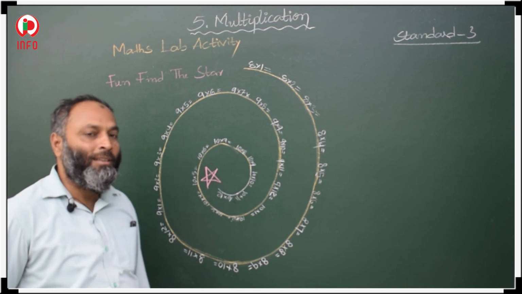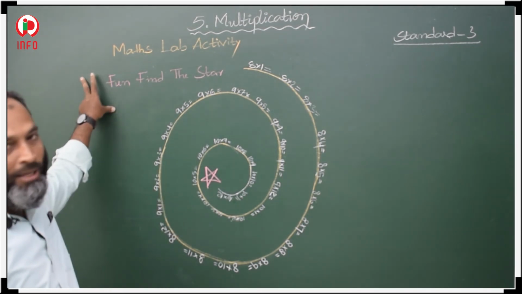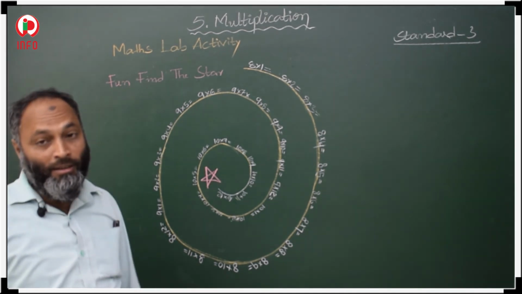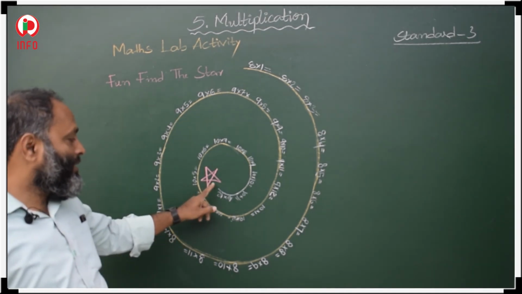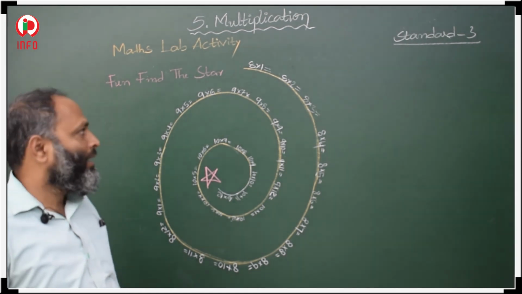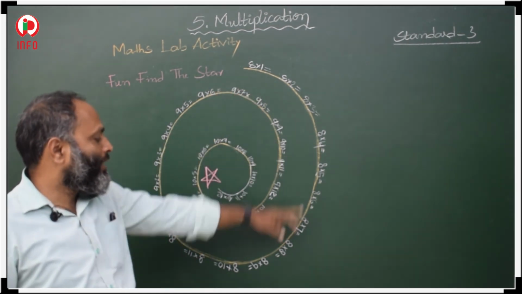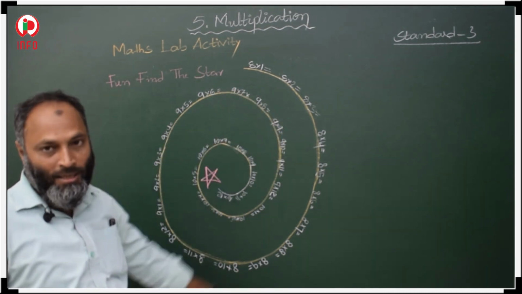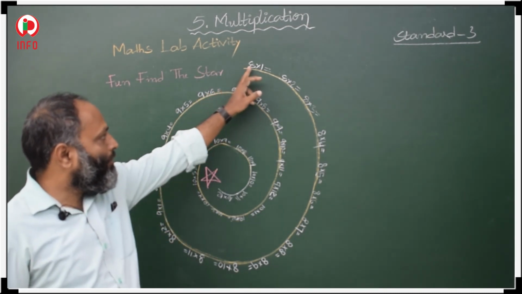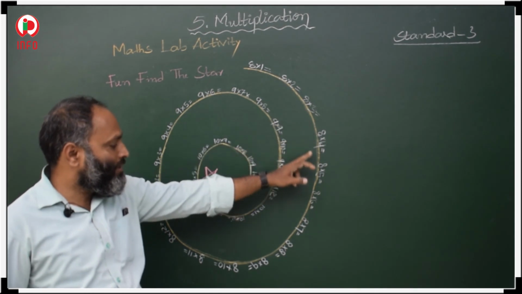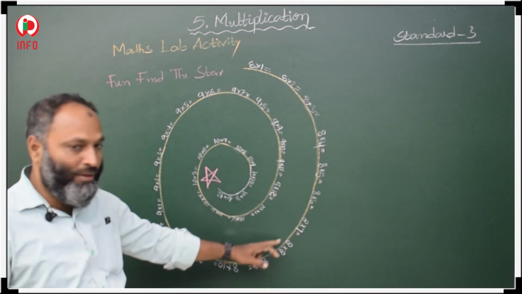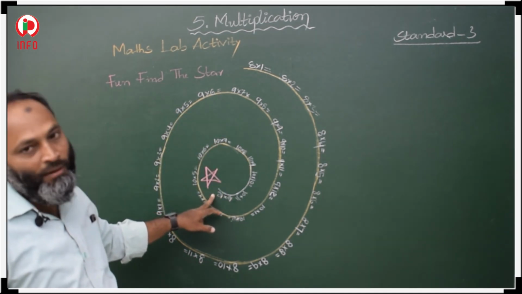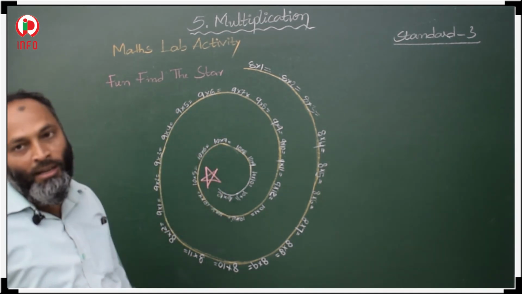Yes, now students, our maths lab activity, see here. What is that? Find the star. We have to find the star. Where is our star? Here our star is there. So, complete our circle. These circles are there. This is a circle. So, we have to complete these tables first, one by one. Till here we have to complete our tables and we reach the star.